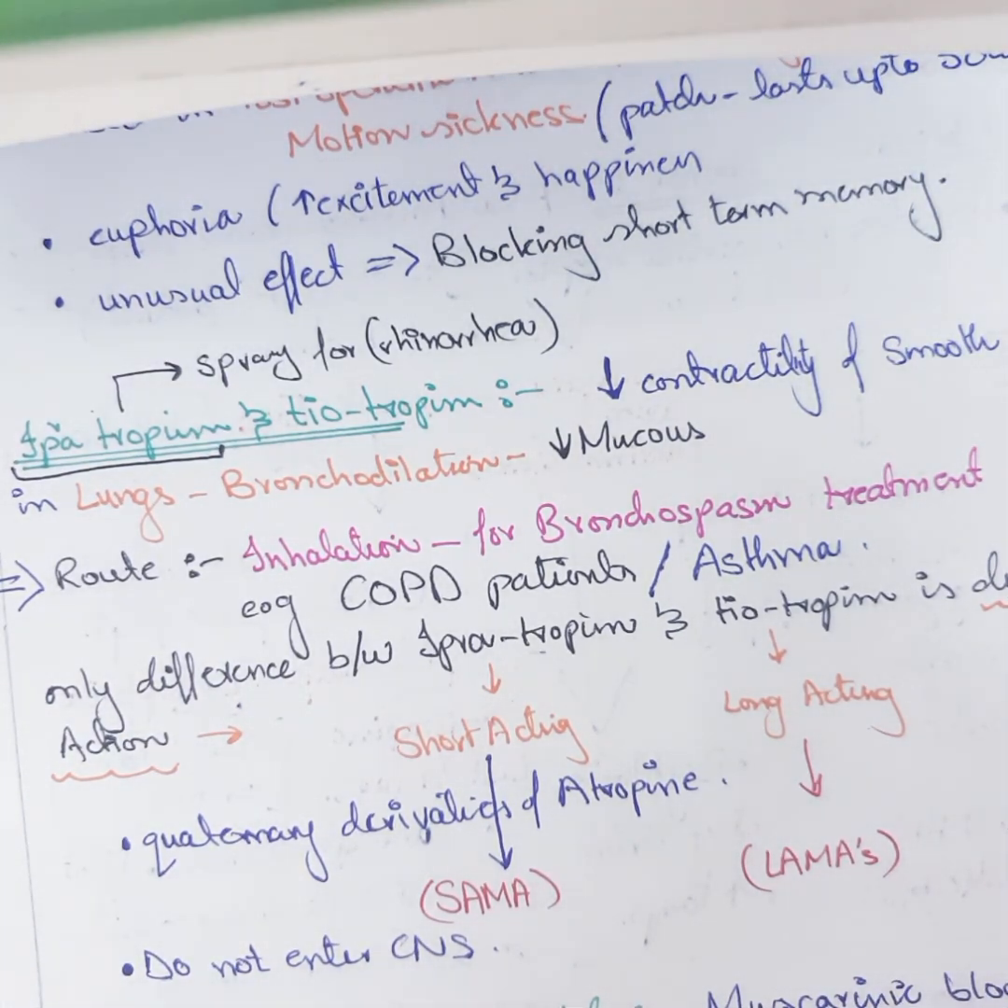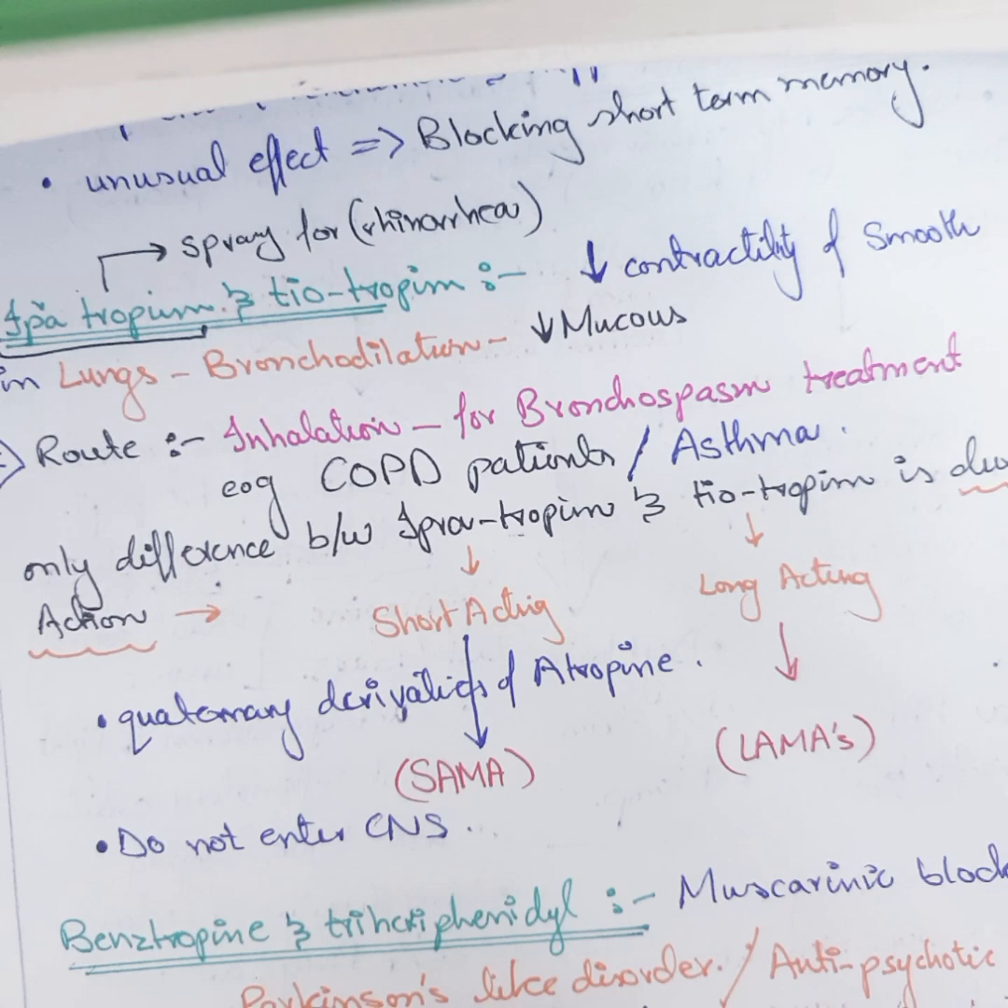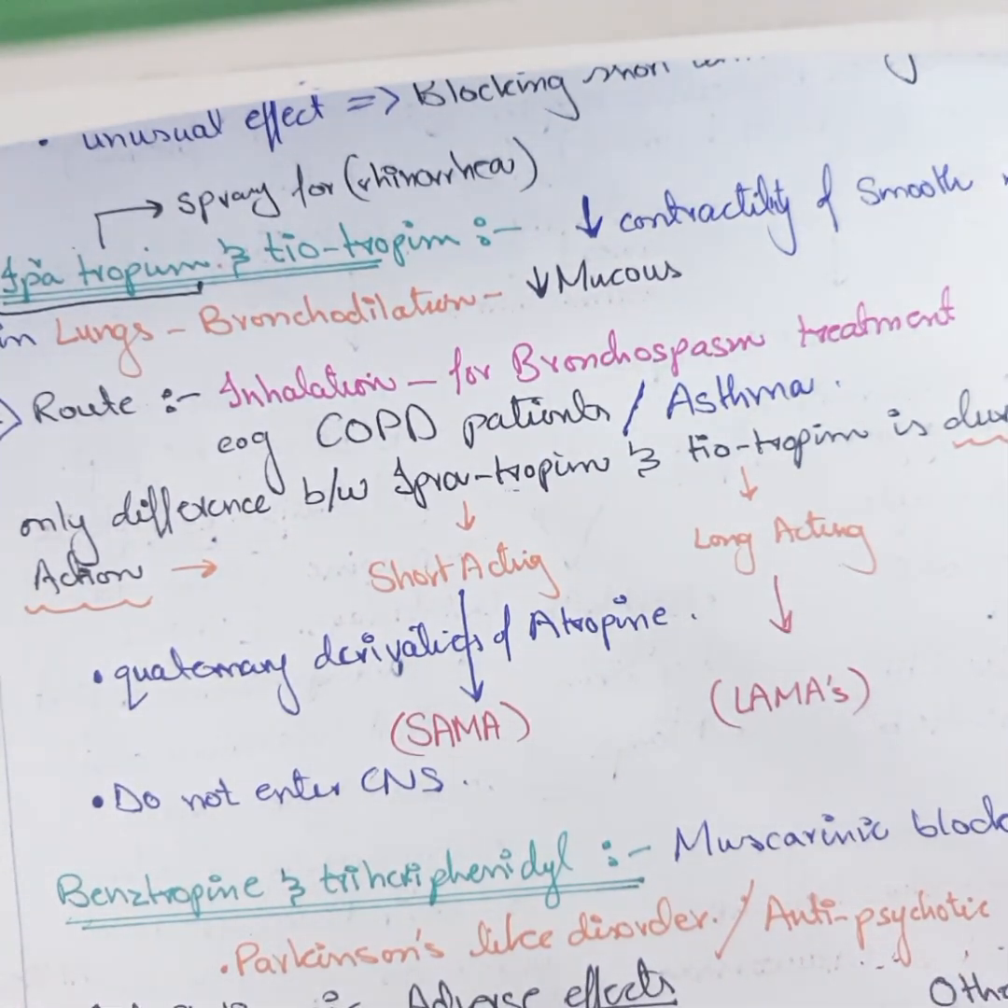Now, another two muscarinic agents or the antimuscarinic agents or the muscarinic blockers I would like to mention is this benzotropine and trihexyphenidyl. The drug names are always very hard to pronounce. These are the muscarinic blockers which are mostly used in the Parkinson's-like disorder and also in antipsychotic-induced symptoms.